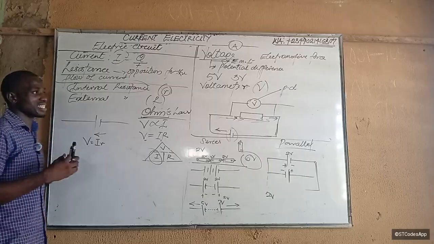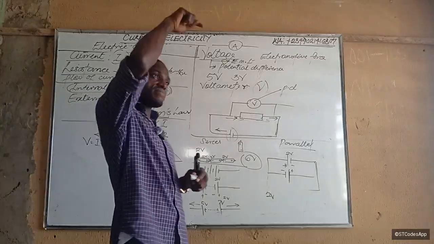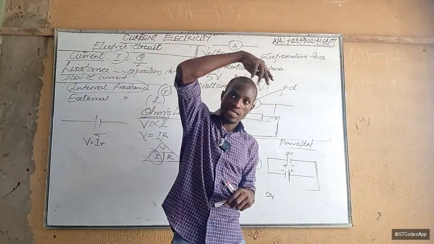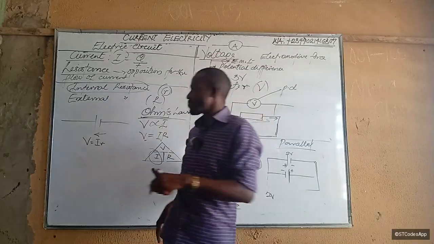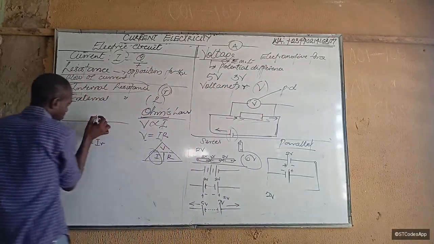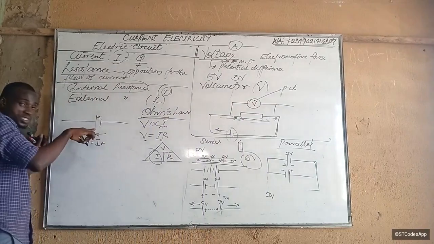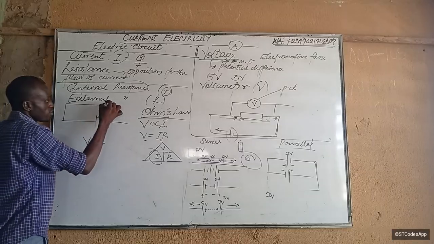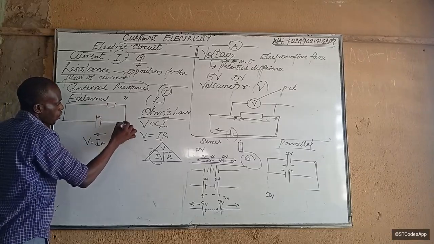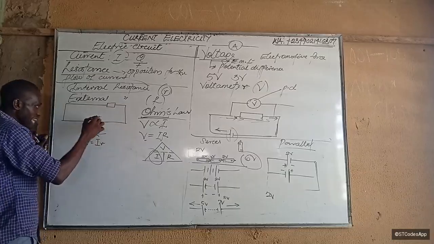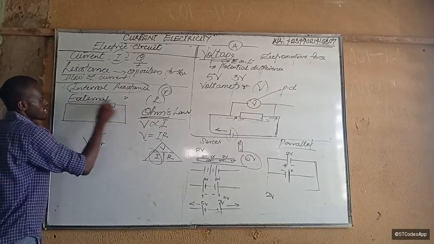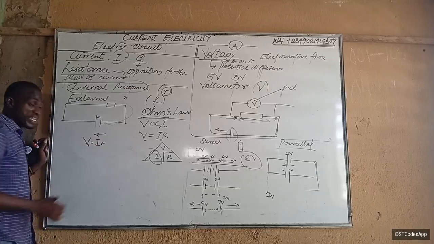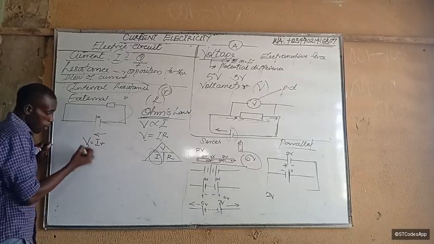The external resistance is the resistance given to the flow of current in the external circuit. So this place, from this negative plate to this positive plate, is the internal circuit. The external circuit is this outside, from here to here. So the voltage, let's call this one V1.